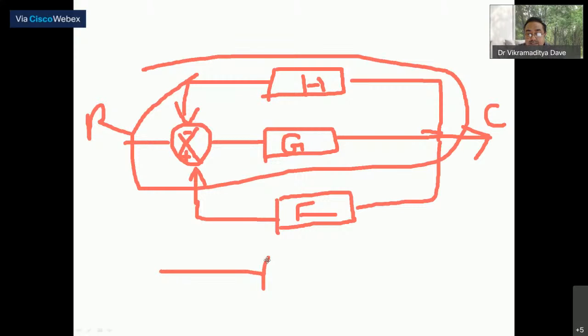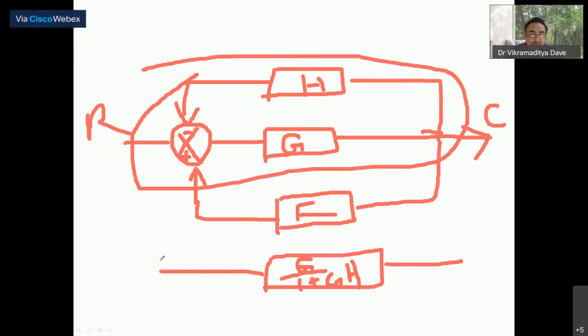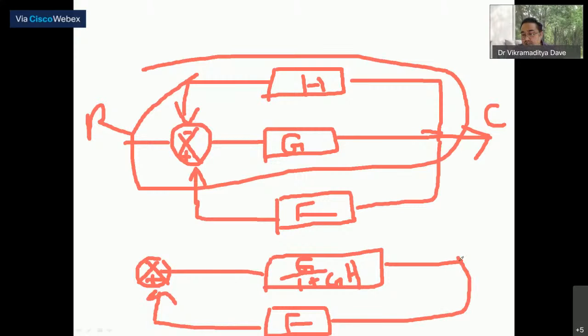So now your figure looks like this. G upon 1 plus GH. Clear? That I have already given you. And you are left with a summing point, and this summing point has a positive feedback, mind it. Positive feedback with value F. And this is your C, and this is your R.